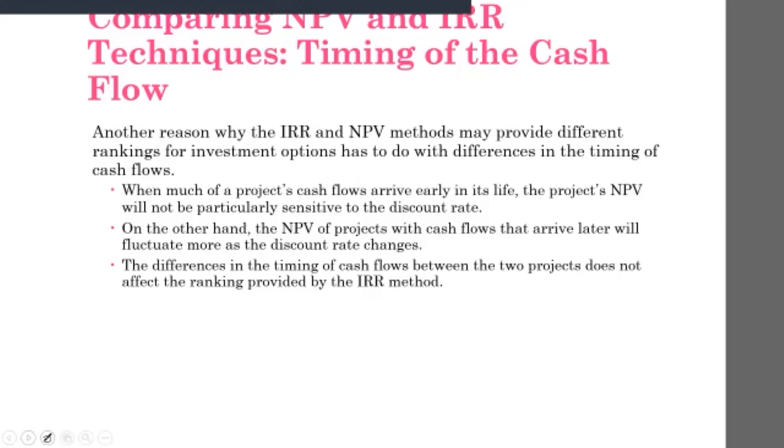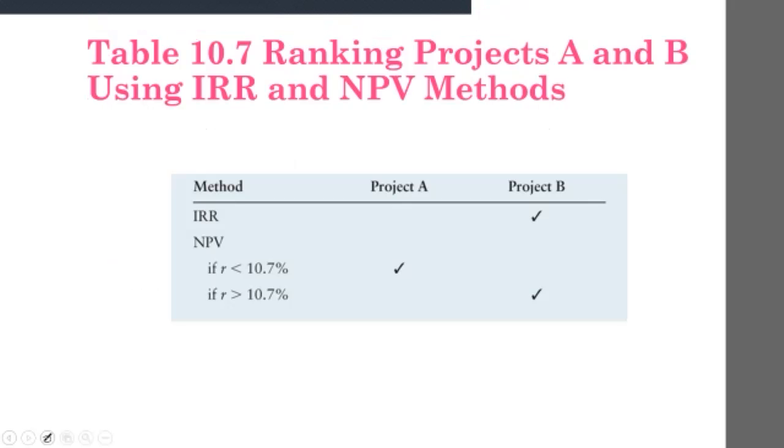So from the rankings we can see, as said before, with the IRR method, project B was selected. Project A, if IRR is less than 10.7, project A was selected. If it's greater than 10.7, then project B is selected, right, based on cost of capital.